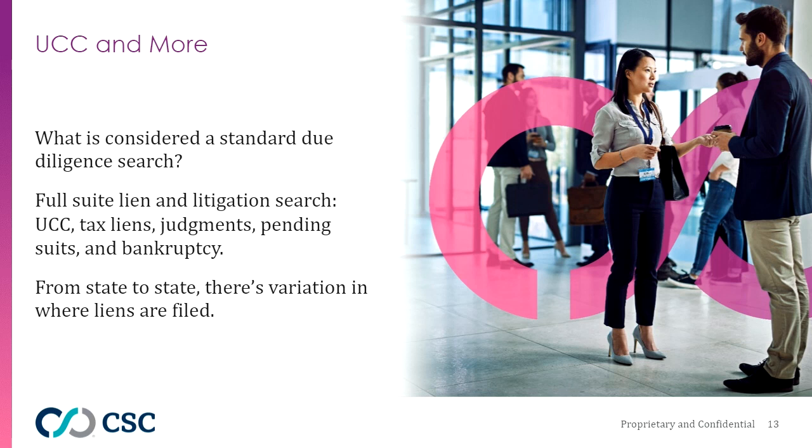Now, I just want to expand on the full suite search a bit further, because running full suite lien litigation searches does require more information from you, the customer. CSC would need, for example, but not limited to, the principal office or place of business for the company, and possibly where the company has assets or owns property. Those bits of information you would need to send to CSC in order for us to build our search and run the search in the proper filing offices.